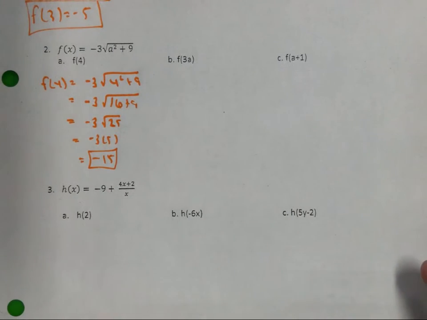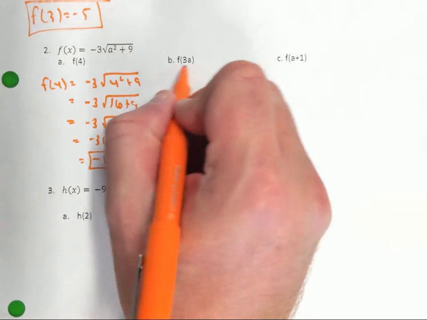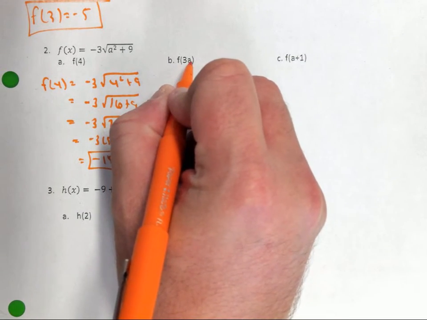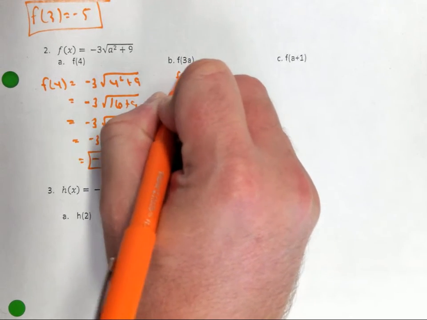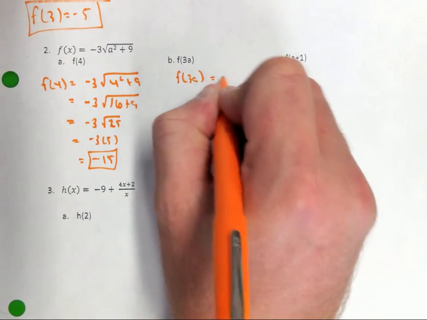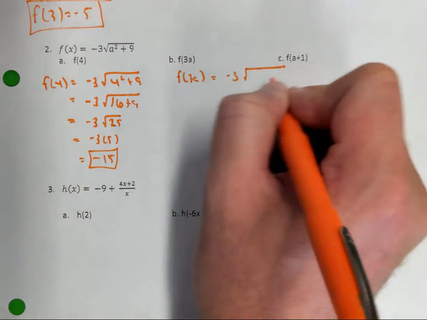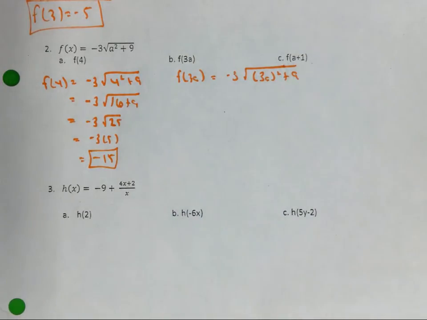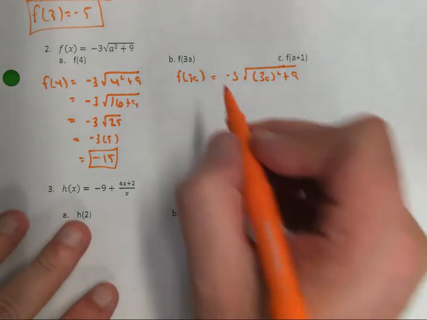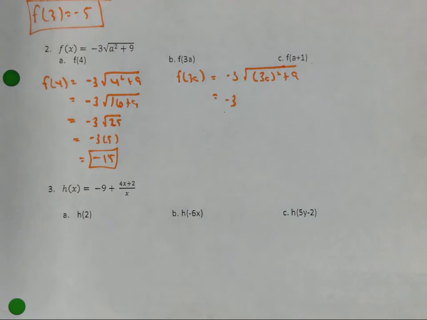All right, let's look at 3A. So this is my input. Independent or dependent? What is this right here? Independent. So I'm going to do f of 3a equals negative 3 times the square root of 3a squared plus 9. What do you think the number one mistake students make here? The square. You've got to square both the 3 and a. You can't just do one or the other. You've got to do both. So what's 3a squared? 9a squared. Very good.